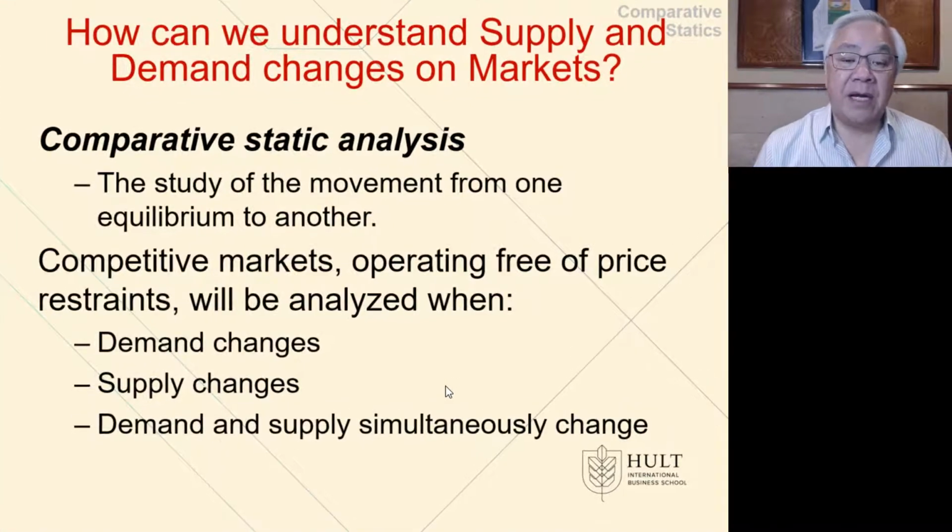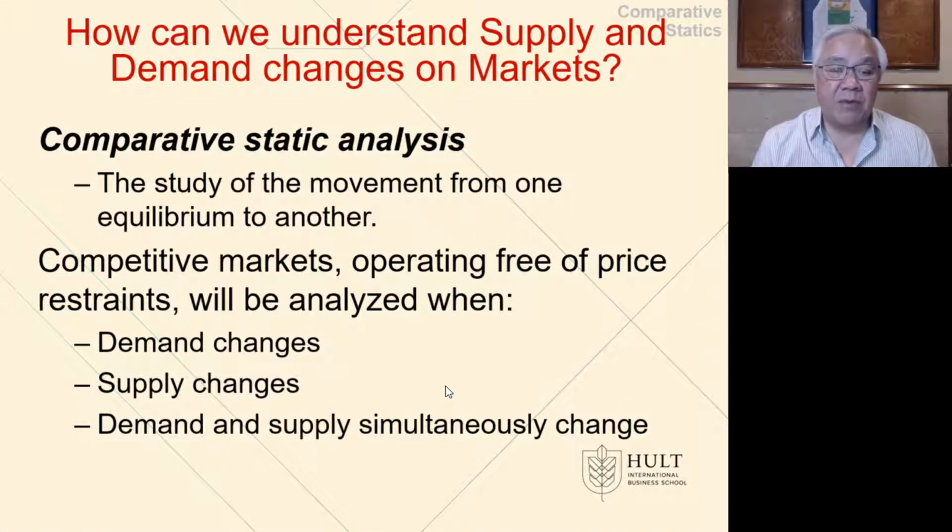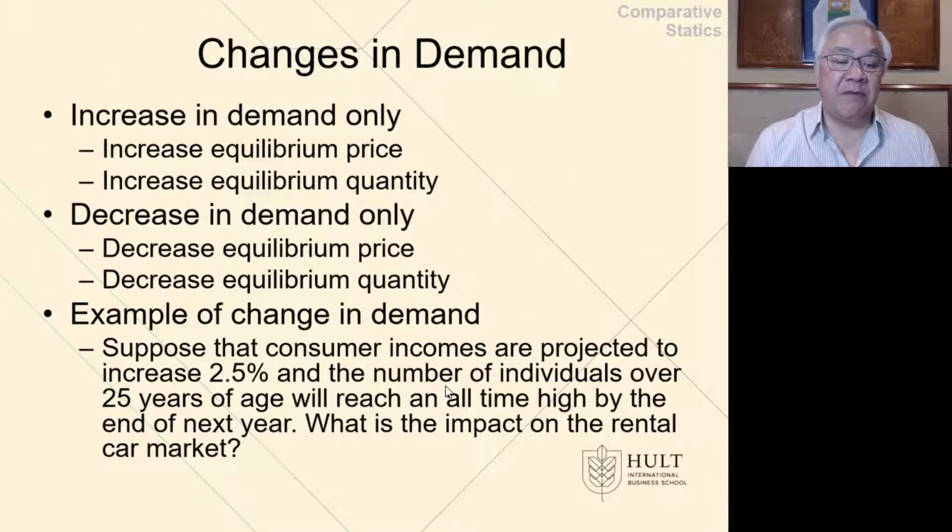Next is, how can we understand supply and demand changes on the markets? We use a technique called comparative static analysis, where we find one equilibrium and we forecast what will happen when these changes occur. And the first example is if we look at changes in demand. So if there is only a change in demand, we would expect to see a rise in equilibrium price and equilibrium quantity. If there's a demand decrease, then we would see a lowering price and lowering quantity.